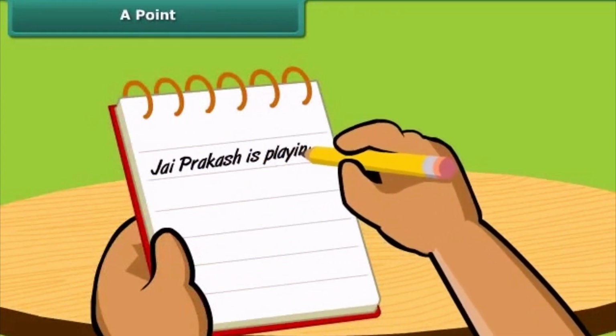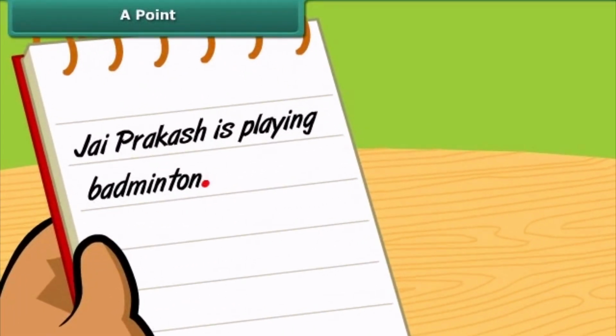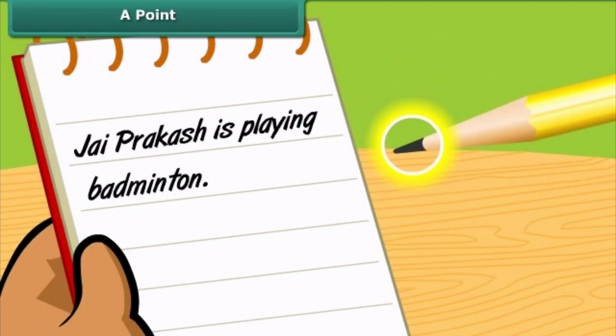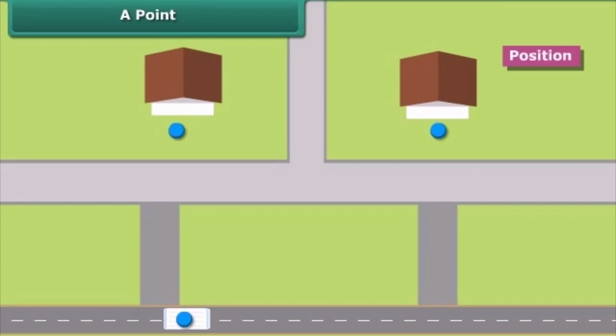A full stop at the end of a sentence denotes a complete sentence. The full stop is a point with dimensionless shape. The almost invisible tiny dot made by the sharp tip of a pencil is the nearest idea to the point. A point determines the location. It tells us about the position.